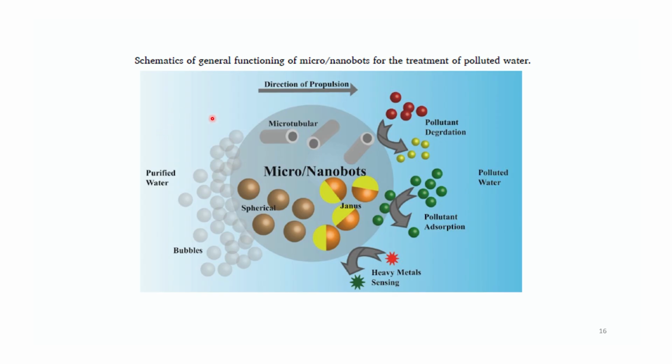That's the functioning of a micro nanobot. I'll be explaining these in my next lecture, where I'll be telling you what these bots actually are. Basically, these are chemically propelled nano microbots. These also work on the same principle of Fenton reaction. They are degrading your pollutant in the polluted water, and pollutant absorption is taking place. They also sense heavy metals and remove them. And these are the oxygen bubbles that are being released. These basically help in the propulsion of these bots.